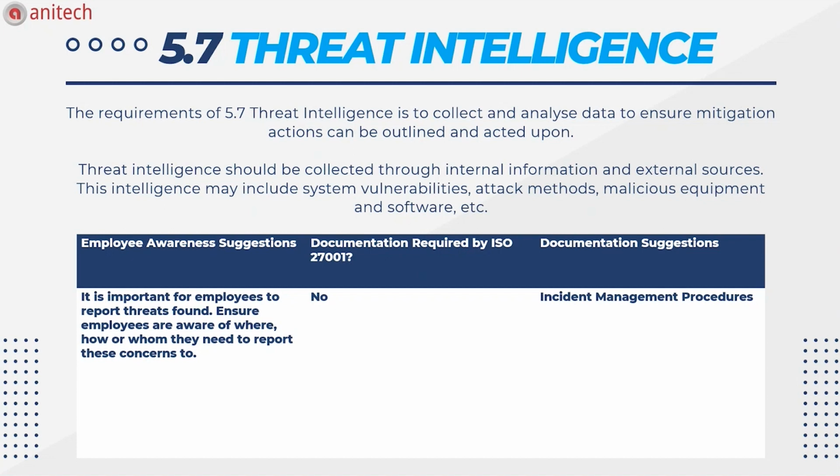However, at the bottom there is a table which talks about what an employee should be aware of when we talk about this control. Do we need any mandatory documentation from the new control on this clause, and what are the document suggestions? So when we talk of employee awareness, it is important for employees to report threats found, and to ensure employees are aware of where, how, and to whom they need to report their concerns. The important document for this is the incident management procedure. And for the employees, proper training is the only solution to let them know how and where to report anything suspicious they found.